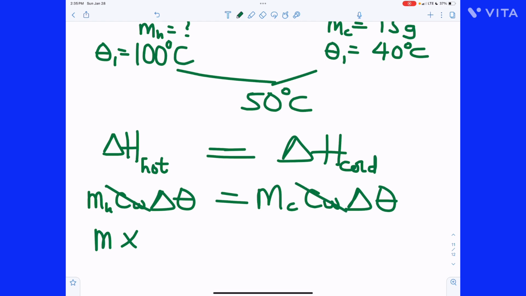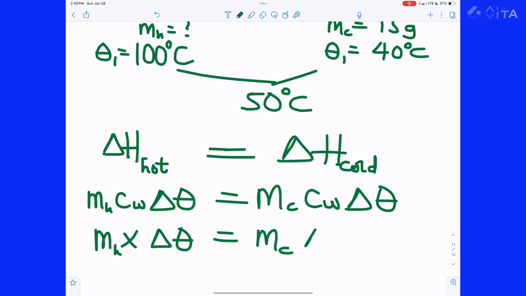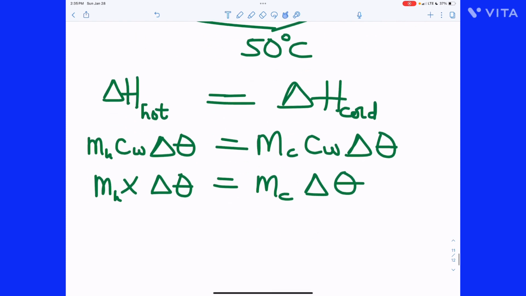Seawater will take out seawater. So what you have left is what? M times delta theta for hot water is MC. Let me put this MH here, mass of hot water, is MC times delta theta for cold water.